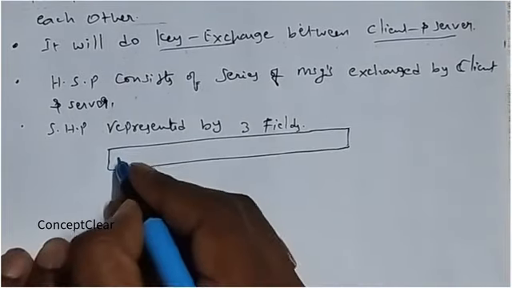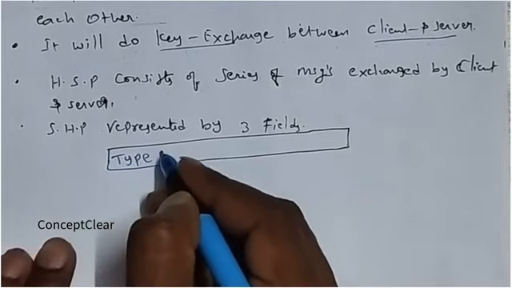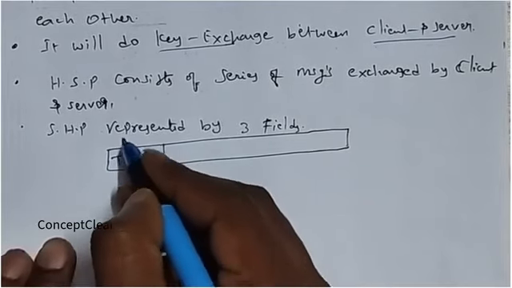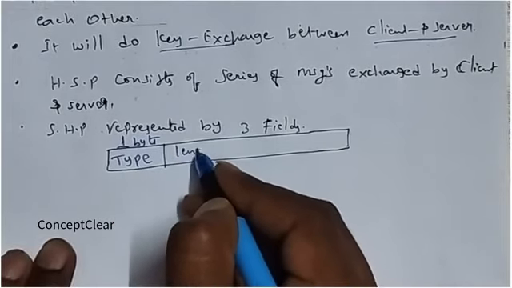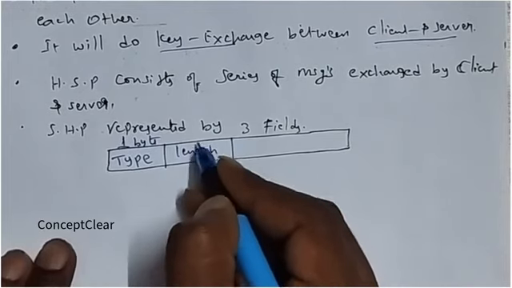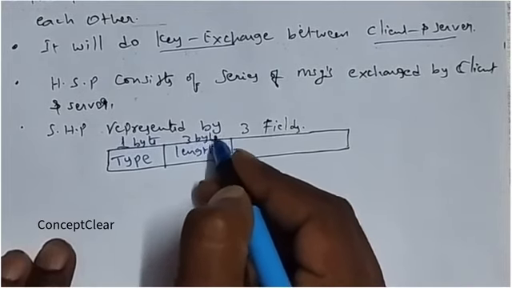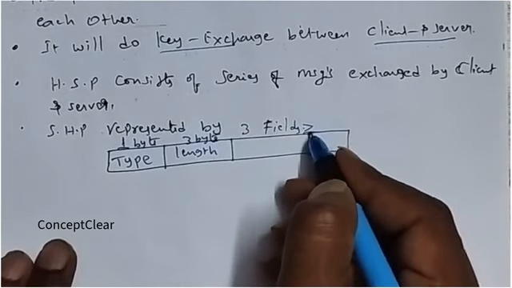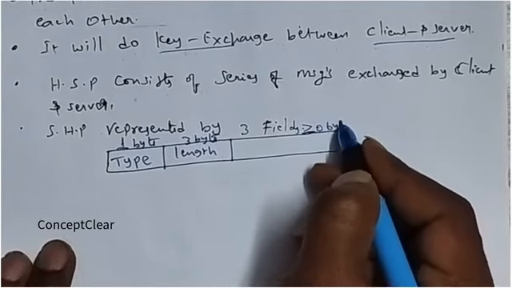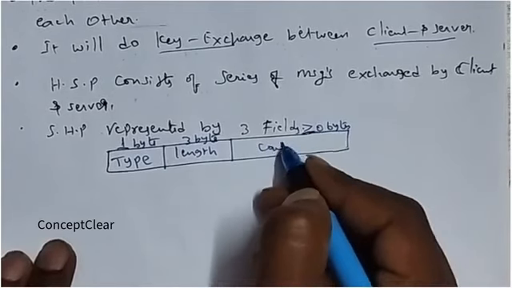The first one is type, which is 1 byte. Second one is length, which is 3 bytes, and the other is equal to 0 bytes. Okay, this is the content.